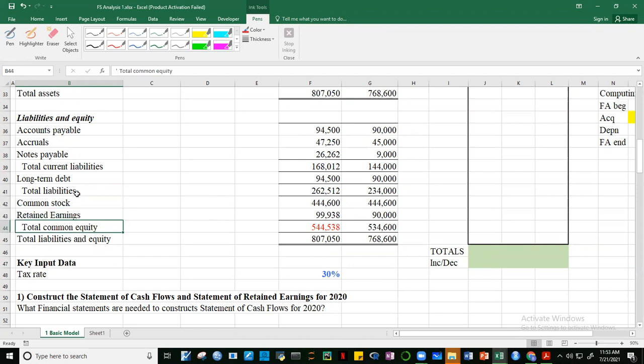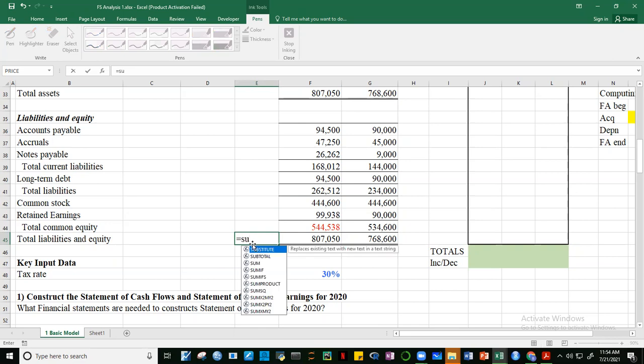And then total liabilities plus total common equity, so if we add 94,262 total liabilities at saka total common equity, we add these two, we get 807,050.